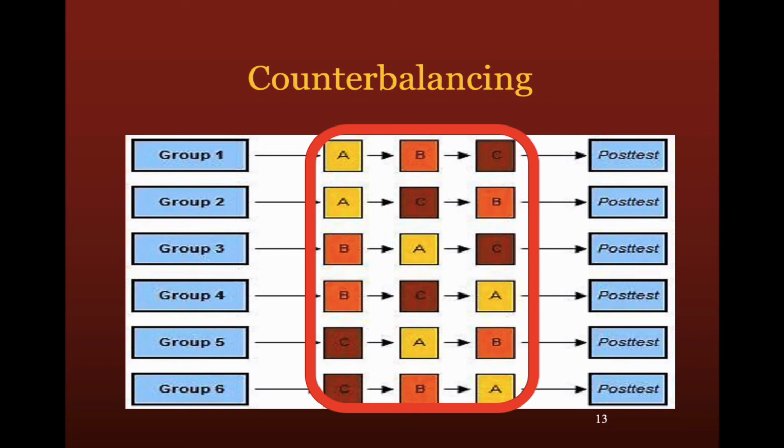So this is a much more complicated counterbalancing approach. You have one group who can get A, B, and then C. Another group would get A, C, and B, and so on. So you're basically changing the order in which each of the groups are exposed to the different levels of the independent variable. So there's 3 levels, and they're getting different orders in which they're exposed to those levels.